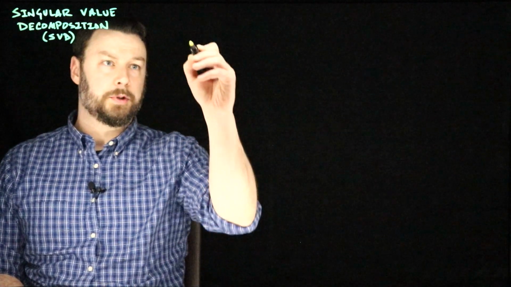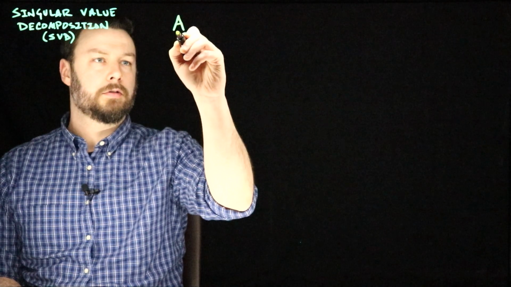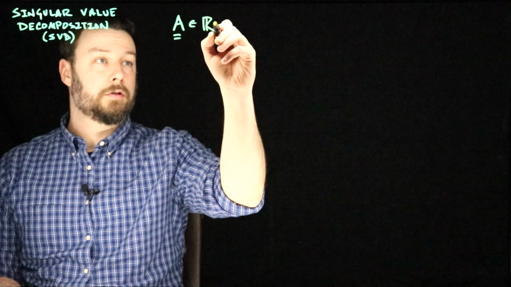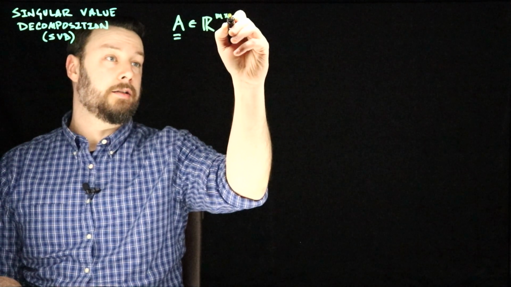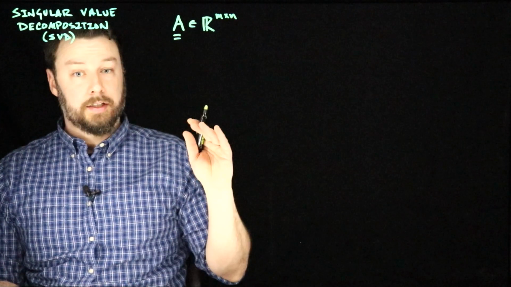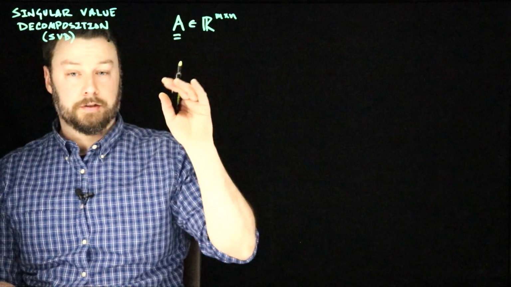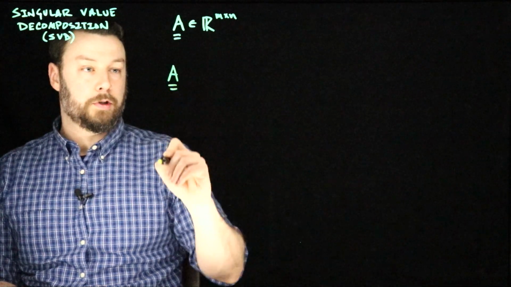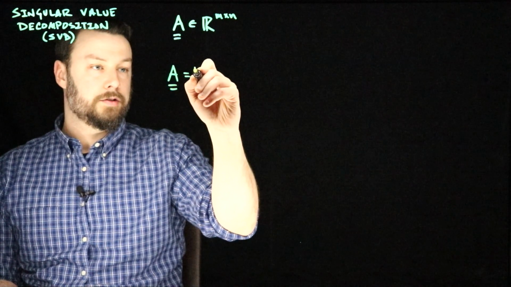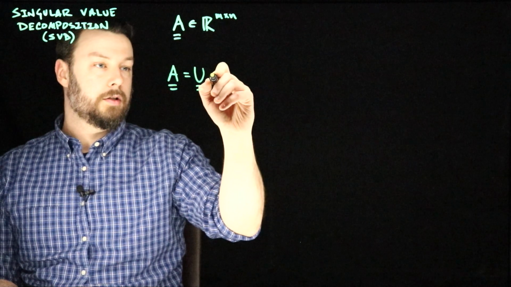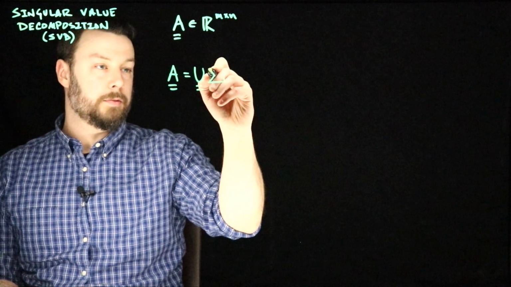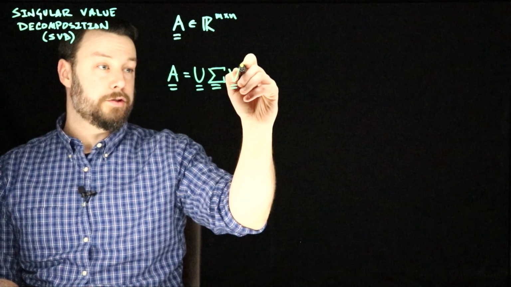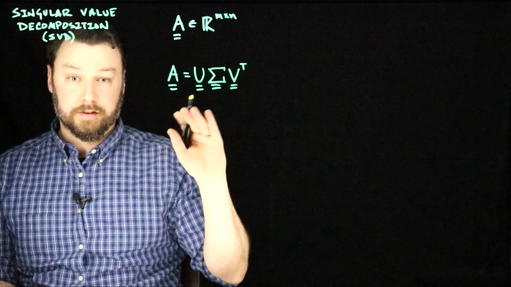Our basic setup is that we have some matrix A that is not necessarily square, that is, in general, M by N. And the idea is that we can always write such a matrix as the product of three pieces. We can always write it as some U multiplied by some sigma by some V transpose, where these pieces have different special properties.